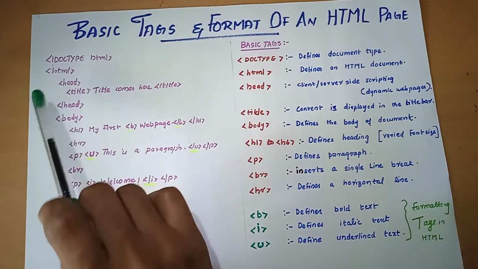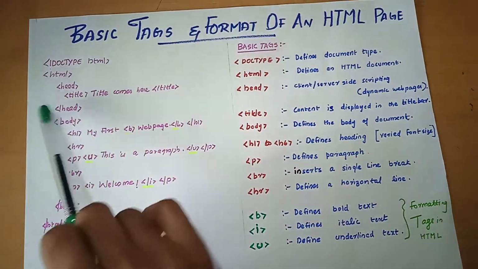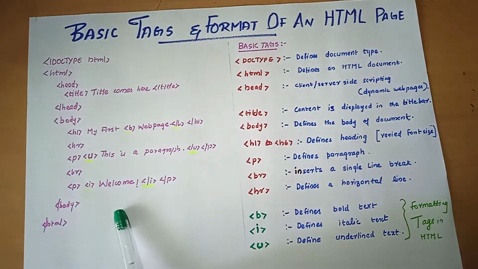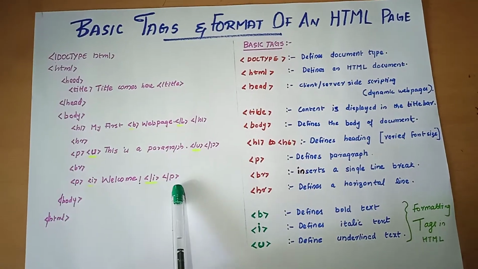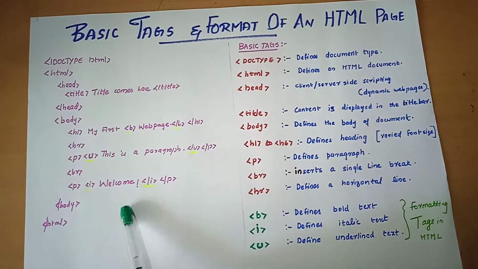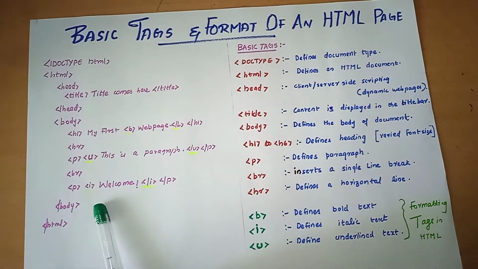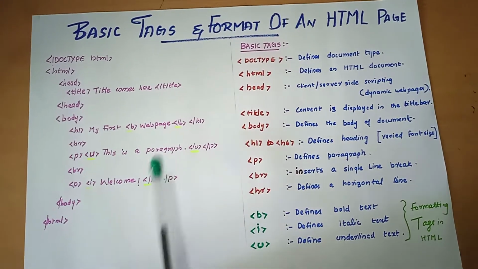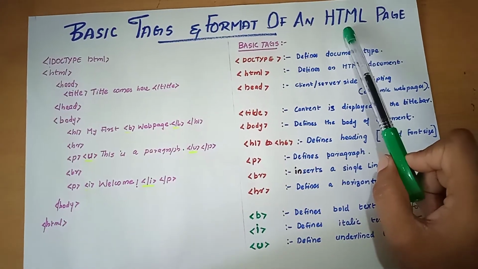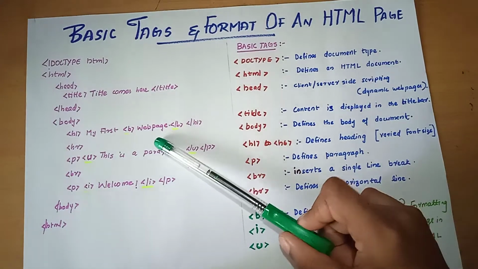Let's see. When we look into this, we can see each of the lines in this HTML code is written in between the angular brackets. That means everything written inside this code is in the form of tags. So that's why we call HTML a markup language. So let's see what all things are written inside here.